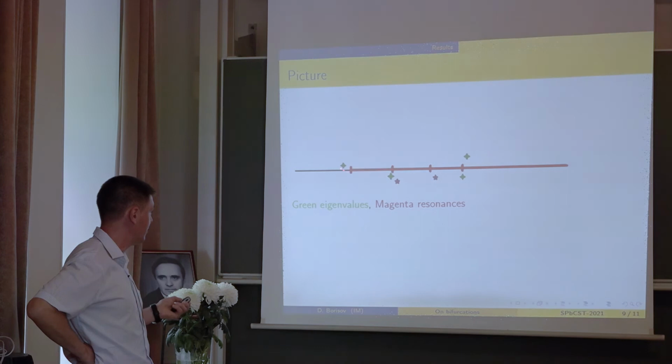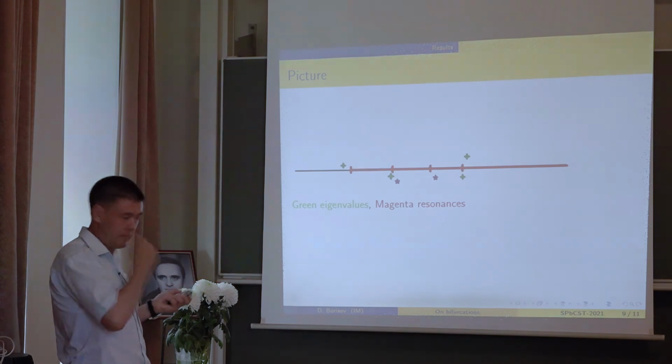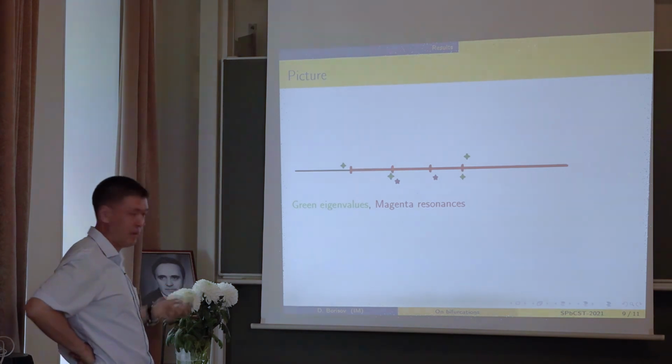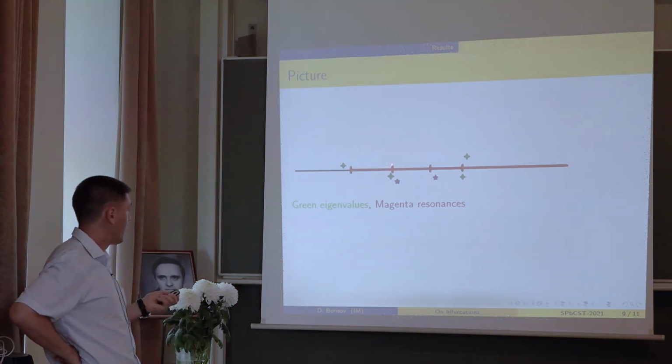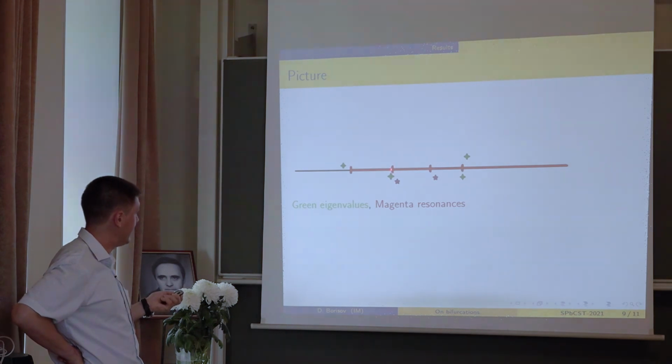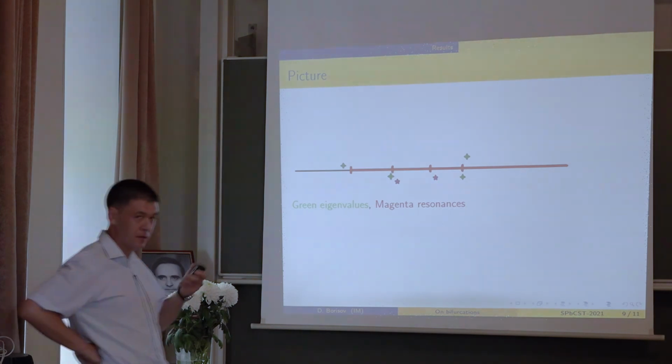So if this bottom was simple, I can have here either one green eigenvalue or one magenta resonance. The text says that this is magenta, the color is called like this. Here I can have, say, a double threshold, and it gives rise to one eigenvalue and one resonance. Here, for instance, I can also have a double threshold, but it gives rise just to one resonance.